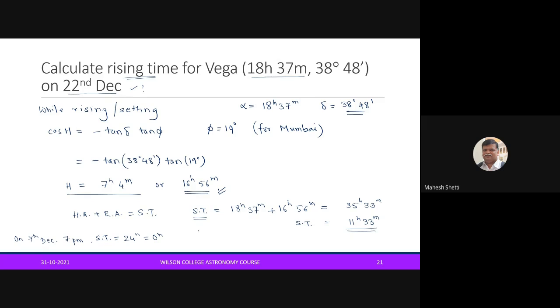Every day at the same clock hour, sidereal time increases by 4 minutes. You are going from 7th December to 22nd December, which is 15 extra days. So I'm going to say now, on 22nd December, sorry, this.